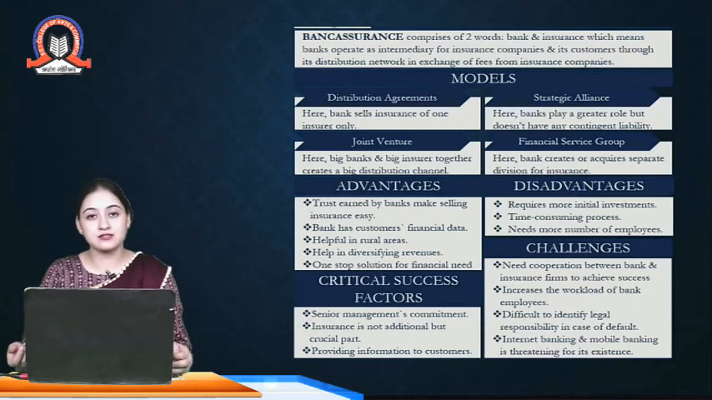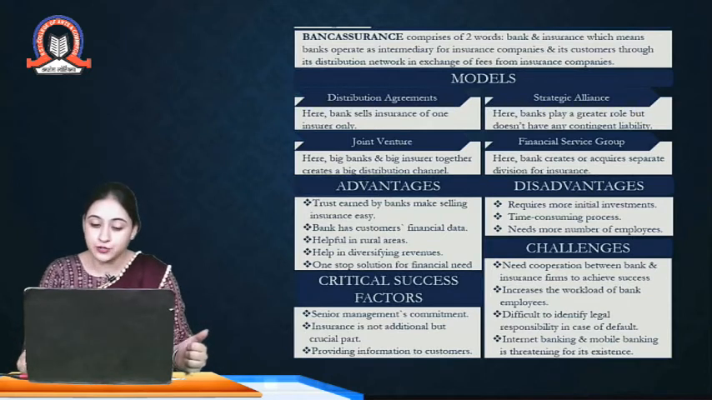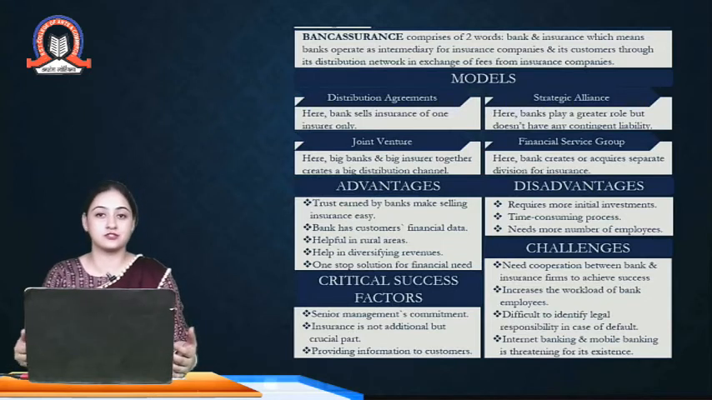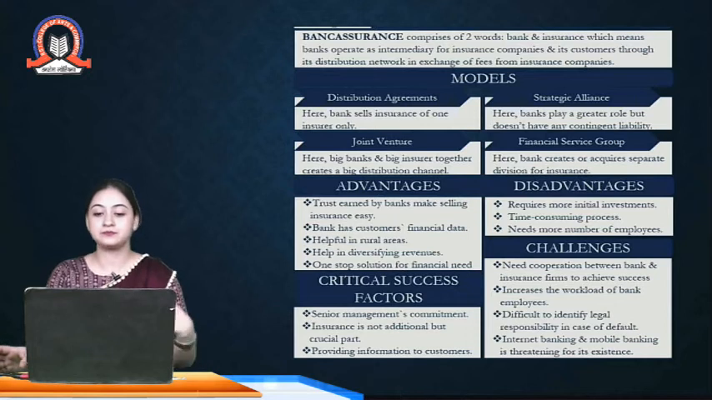Strategic alliance: the alliance of bank and insurance company is stronger. Joint venture: we can call it big banks and big insurance companies coming together and making a distribution channel. The clients who come up with the policy, who sign or take the policy, are also satisfied that their money, or whatever uncertainty may arise, or whatever the purpose they are taking insurance for, is in safe hands. Financial service group: it is a team which helps you in the time of need.